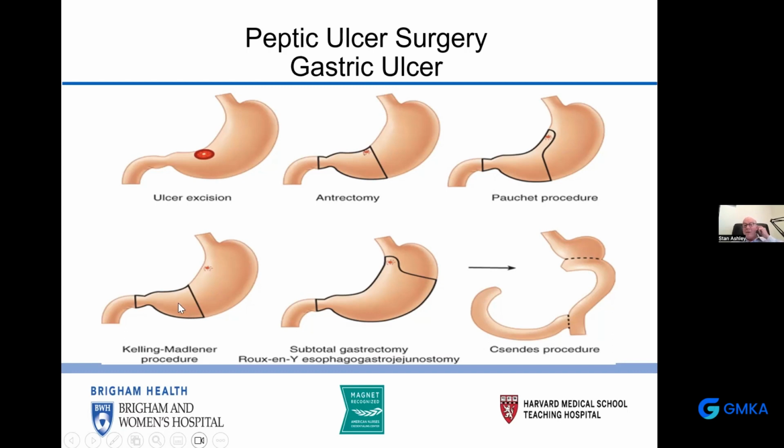The Kelly-Madlener procedure is something I've never done, but it's described for very high ulcers that you're really worried about compromising the GE junction. You wedge out the ulcer up here and then take the antrum. Subtotal gastrectomy probably is more commonly done. And this is the Sendai procedure, which is the reconstruction after that.